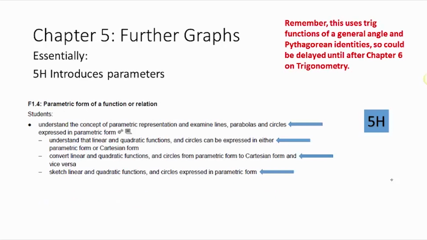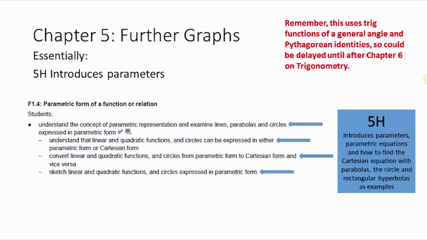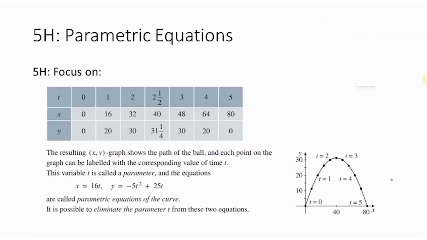So finally, introducing parameters. Now remember, this section uses trigonometry functions of a general angle and Pythagorean identities. So you could delay this bit until after chapter 6 on trigonometry. You don't have to do it now, but if you want to, then great. What we're doing is introducing the idea of parameters, parametric equations, and how to find a Cartesian equation, particularly looking at parabolas, circles and rectangular hyperbolas as examples to work with.